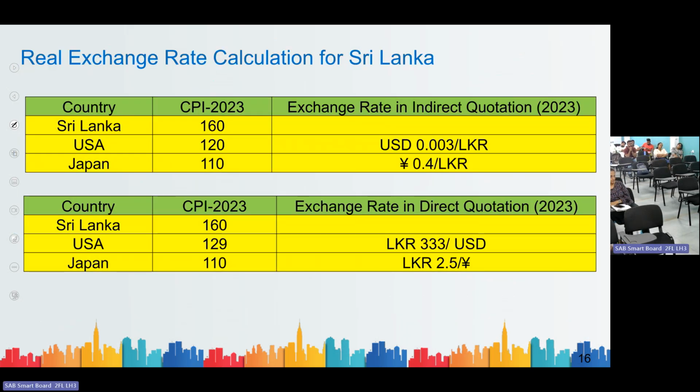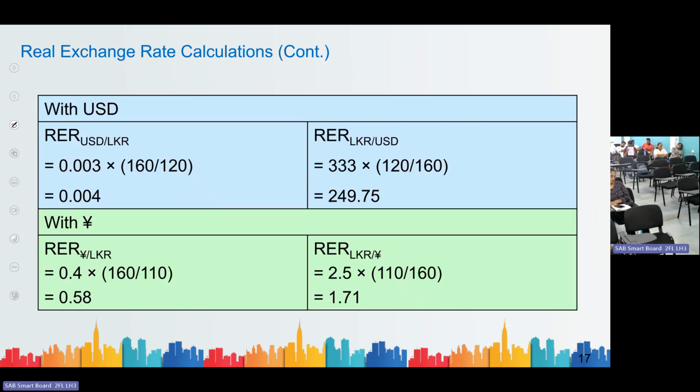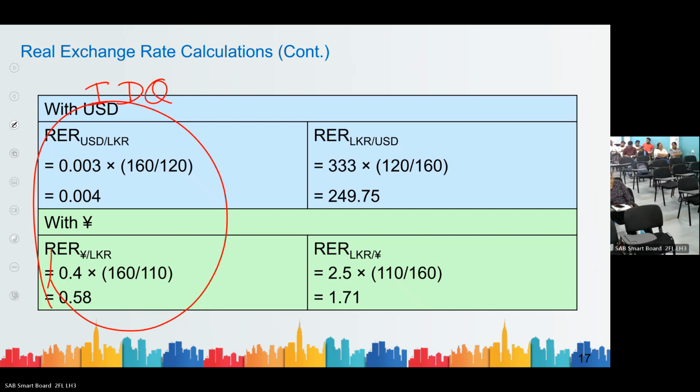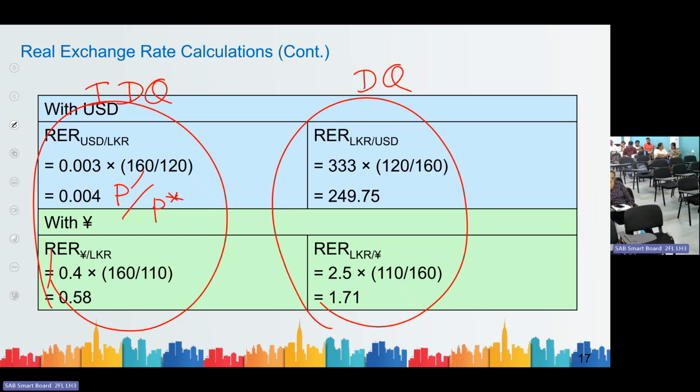So you can calculate the real exchange rates. I have shown the calculations. I have given the answers also. Please contact me if you have any doubts regarding these calculations. Okay. This is indirect quote, so local price level divided by foreign price level. This is direct quote. We have divided foreign price level by local price.